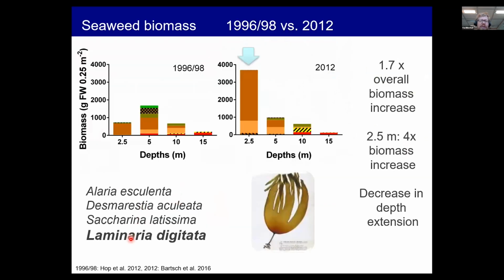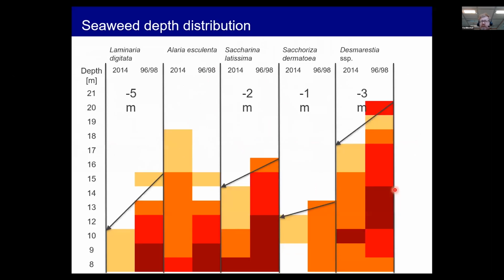A very interesting result for the brown alga Laminaria digitata: if you compare the 1996-98 survey and the 2012 survey, you can see how the biomass has tremendously increased in those 15 years. There's up to a 4 times increase in biomass in shallow waters. This is very striking. But on the other hand, and this will be seen in the next slide, we observed a decrease in depth extension for Laminaria digitata. That was striking.